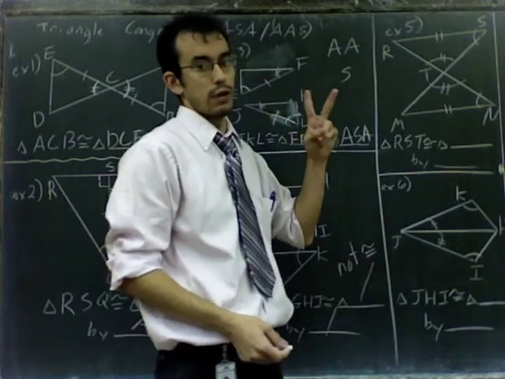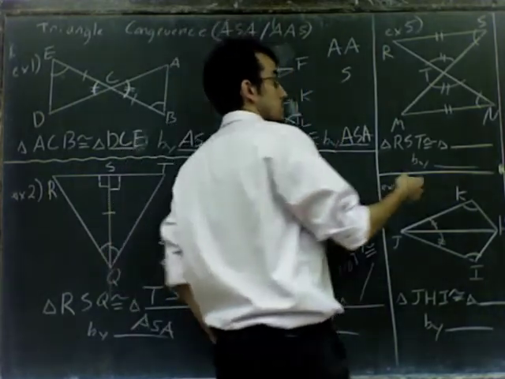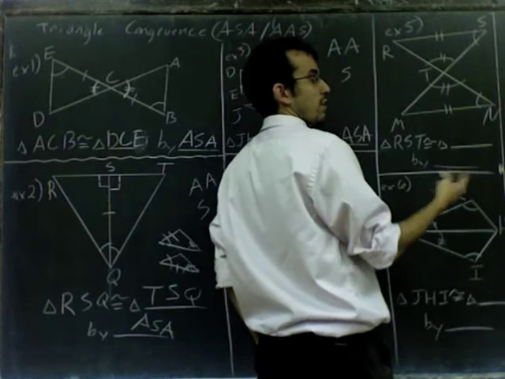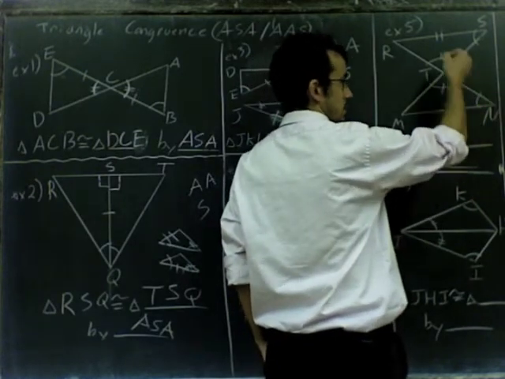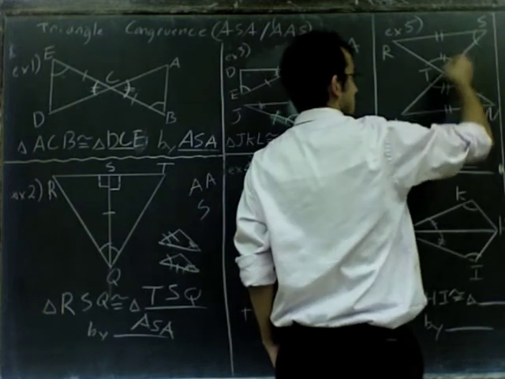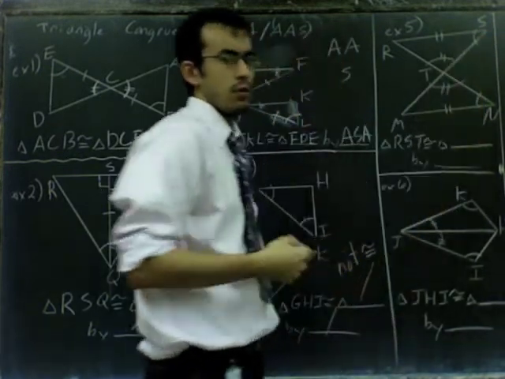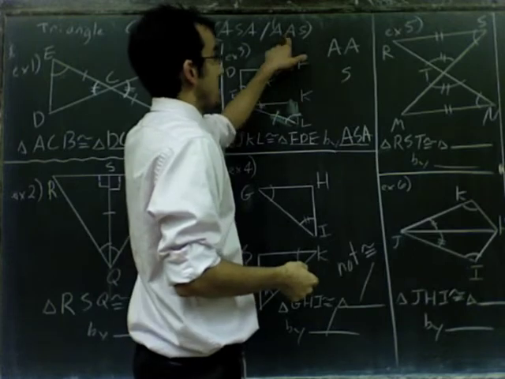Now I've got two congruent angles and one congruent side. I'm in good shape, but I have to be sure of where these things are. So let's see. Two congruent angles, but now it's not the side in between. Well, my last chance is to say maybe it's AAS.